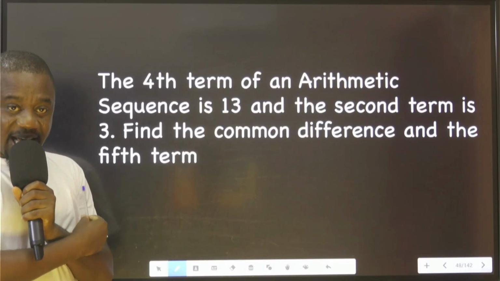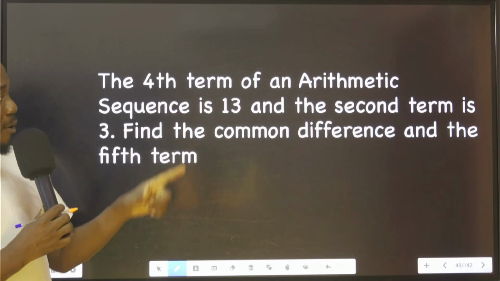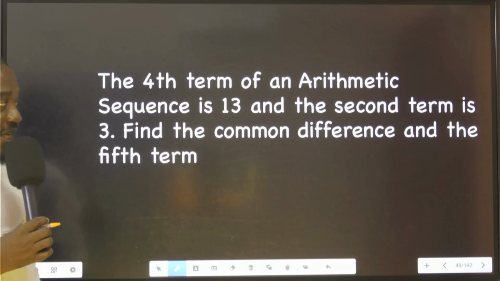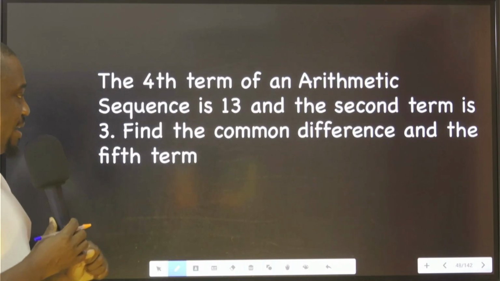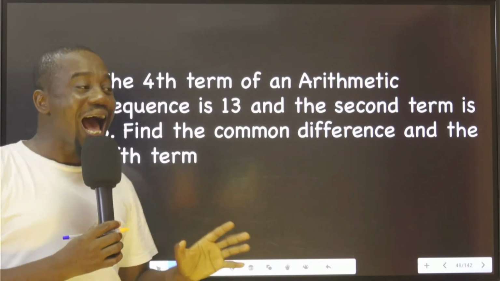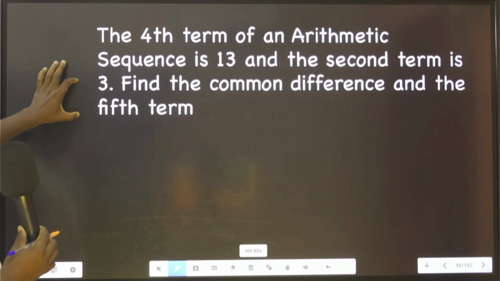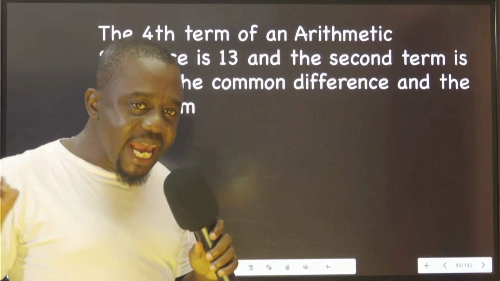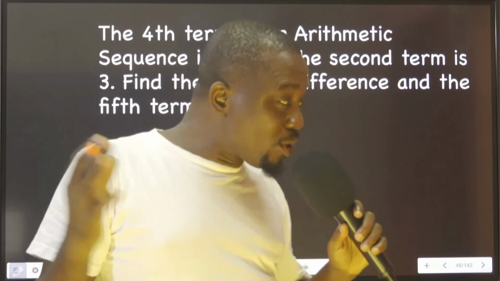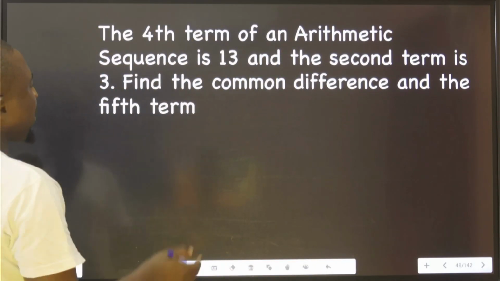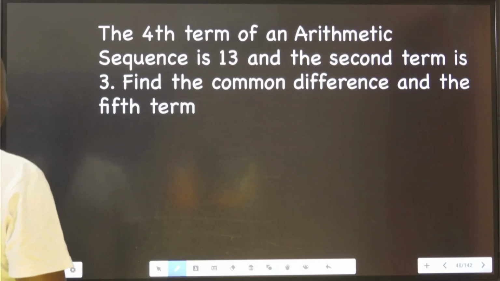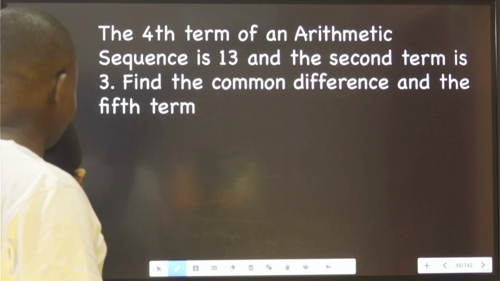Let's look at this. It says the fourth term of an arithmetic progression is 13 and the second term is 3. Find the common difference and the fifth term. Okay, as you can see, we need to use simultaneous equations because there is no way we can get the common difference and the fifth term without going through simultaneous equations.